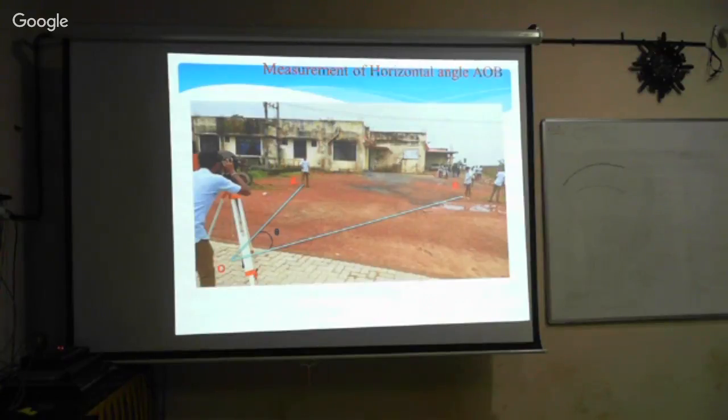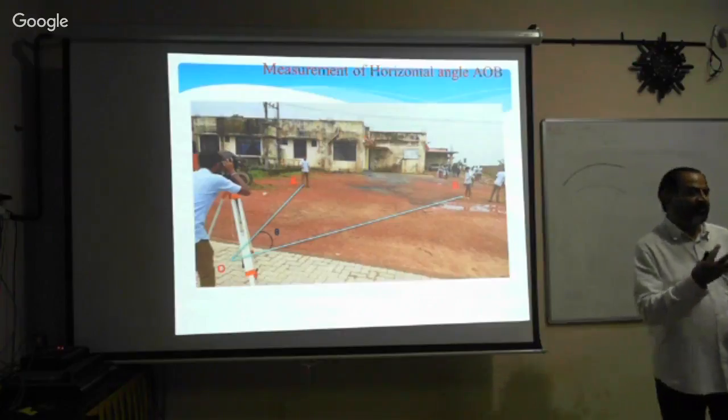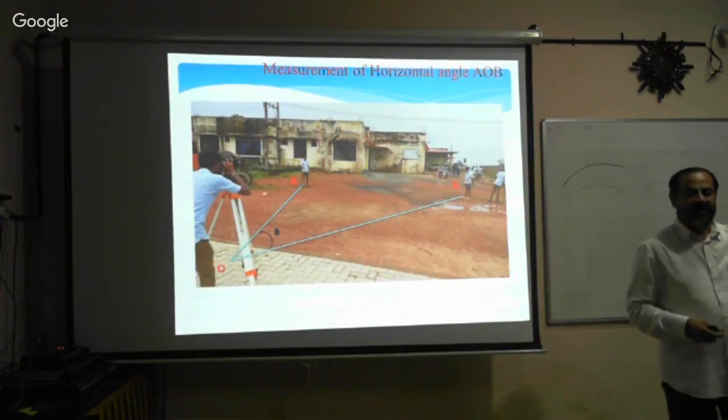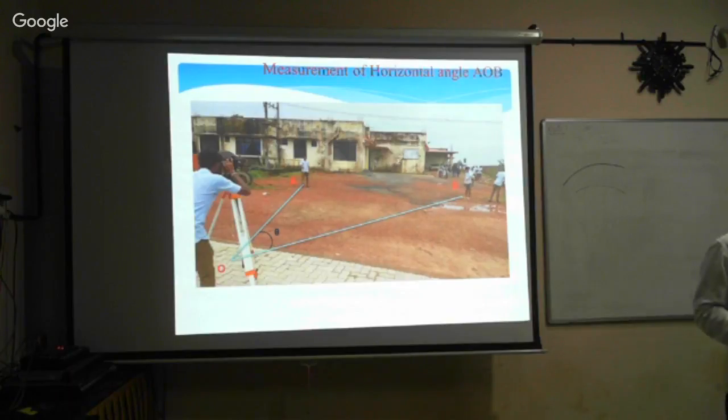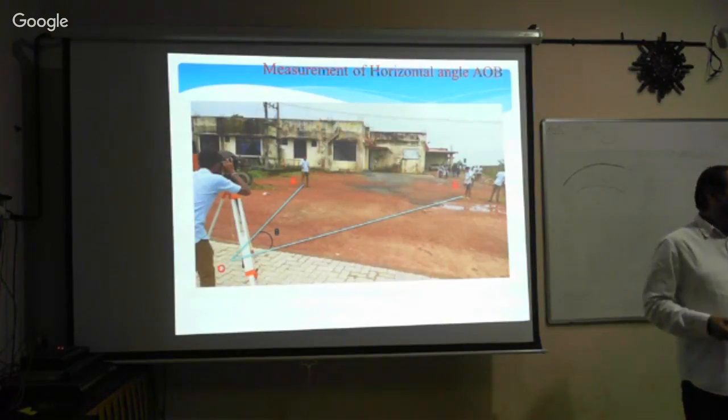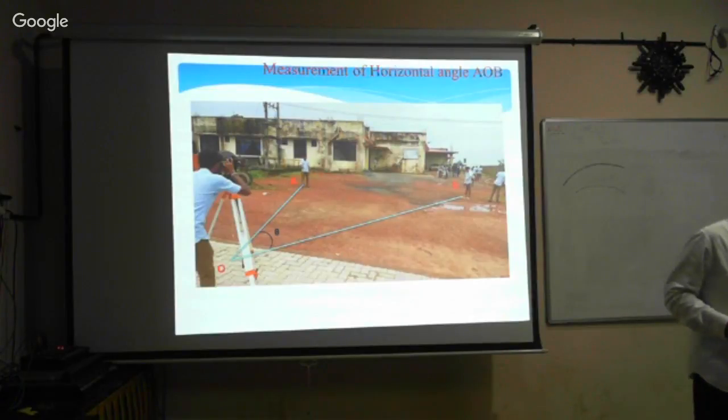Measurement of horizontal angle. How do you measure the horizontal angle? To measure the horizontal angle, let us have some procedure. I want two volunteers, please come on board with the ranging rods, one ranging rod and the other ranging rod somewhere.